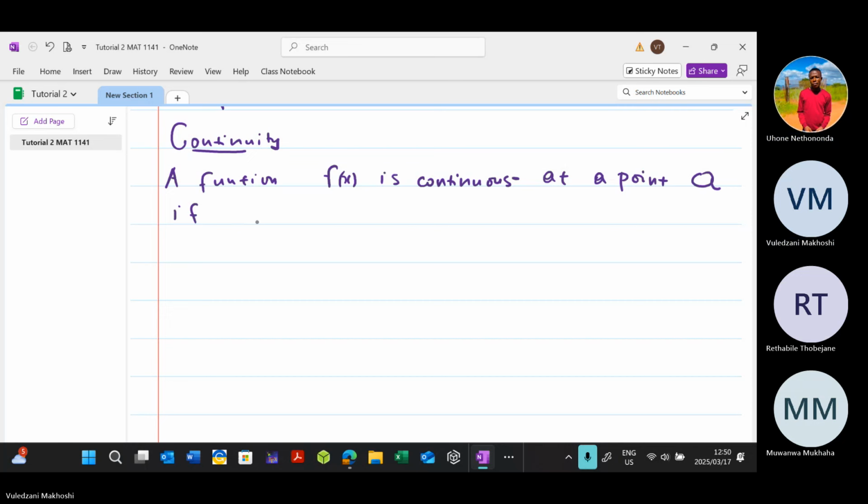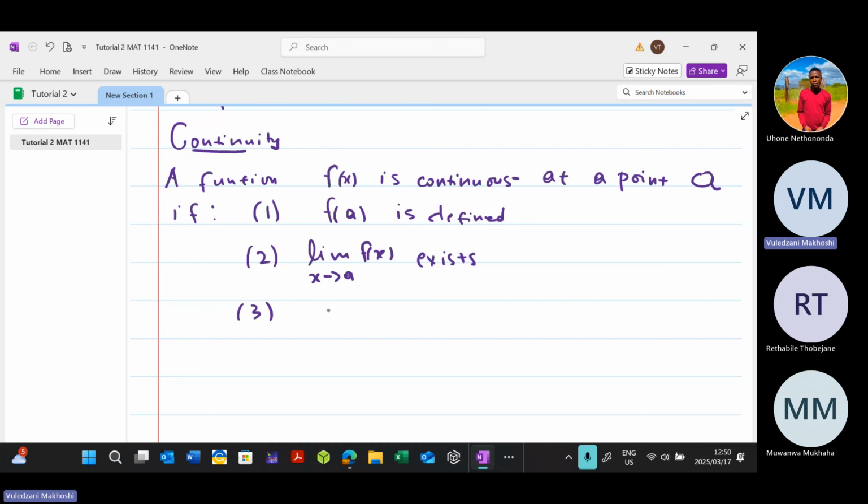if number 1, f of A is defined. In other words, A is in the domain of f. Number 2, the limit of f of x when x approaches A exists. And number 3, the limit of f of x when x approaches A is equal to f of A. So all these 3 conditions must be satisfied for us to conclude that a function is continuous.